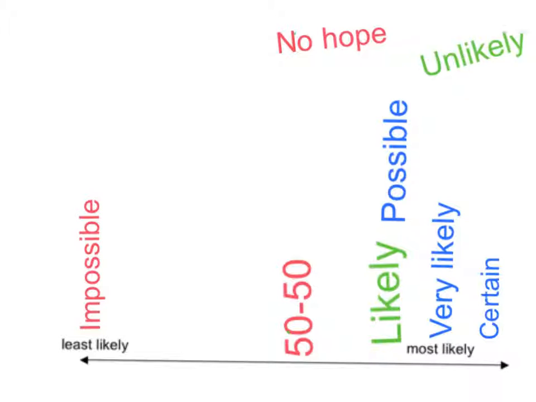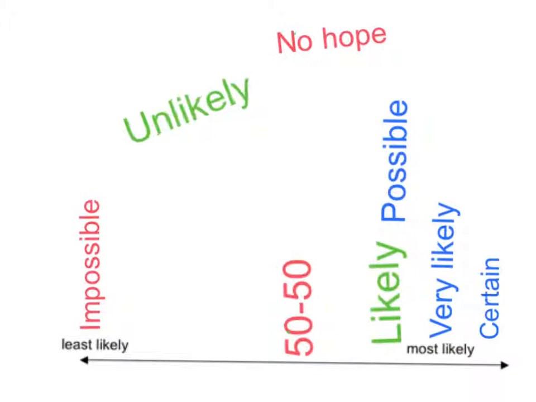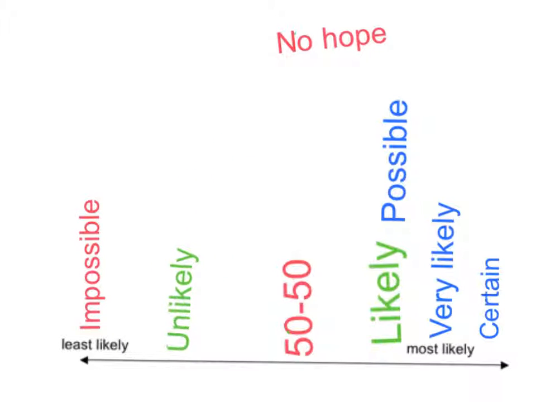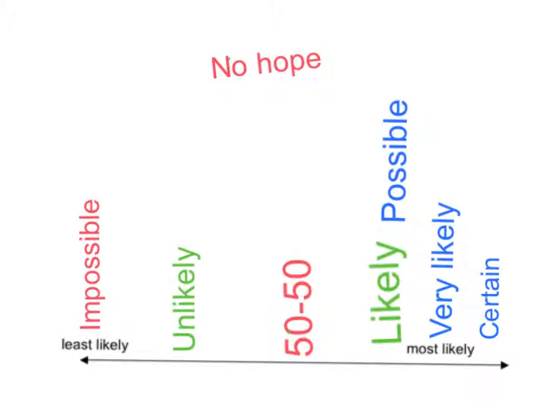Next one I'm going to look at here is the word unlikely. It's not saying that it's impossible. It's not saying that there's half a chance that it will happen or that it's 50-50. It's saying that it's unlikely, but it could still happen. So I'm going to pop that one down here, kind of between impossible and 50-50. And then the last one that we have is no hope. I'm going to pop that one up here near impossible, because no hope means that there's no chance that it will happen.